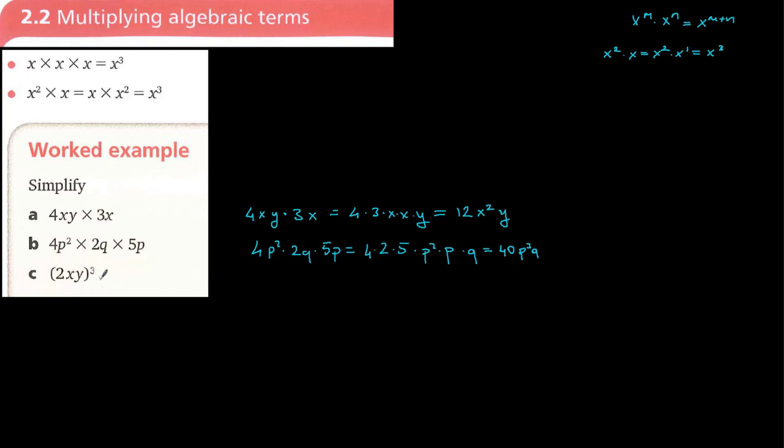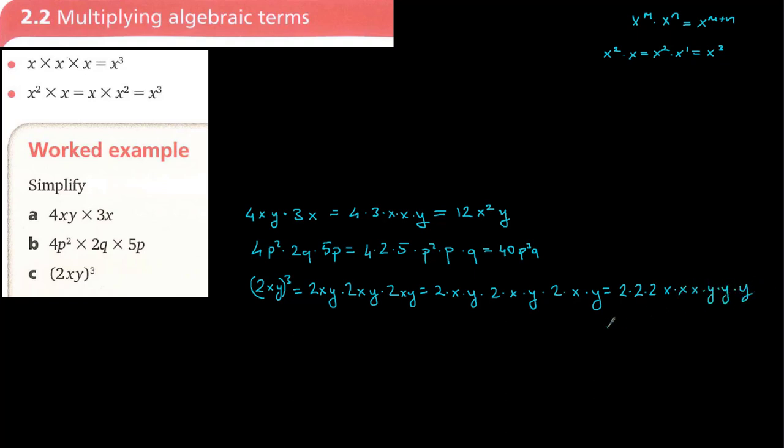Here we know that 2xy cubed is equal to 2xy times 2xy times 2xy. In other words, 2 times x times y times 2 times x times y times 2 times x times y, which is equal to, and this part is important, 2 times 2 times 2, x times x times x, and y times y times y. That's what I wanted to say, this part was important. It's going to be 2 cubed times x cubed times y cubed.